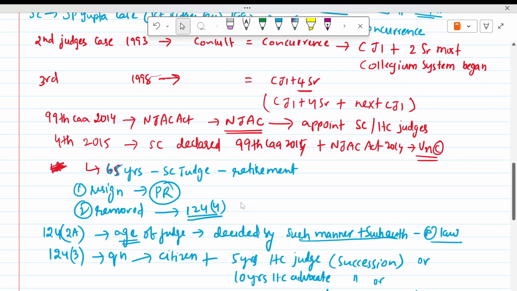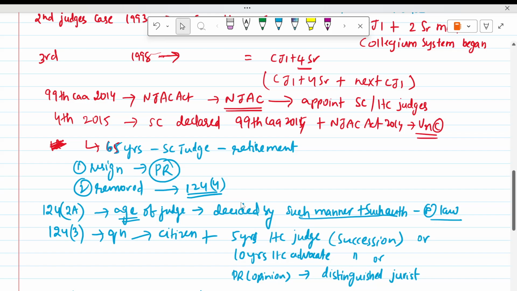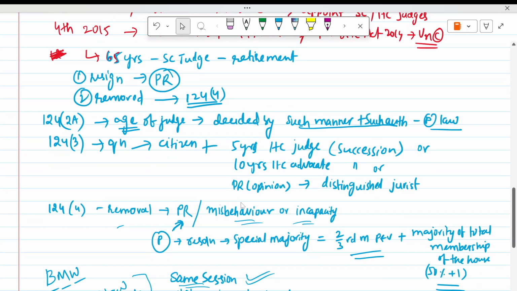Then 124(2) further says 65 years is the retirement age, and if a Supreme Court judge wants to resign, he can give a resignation letter to the President. He can also be removed as per Article 124(4). Then 124(2) says the age of a judge is decided in such manner and by such authority as Parliament by law creates. Remember, the age of the judge is decided by Parliament.